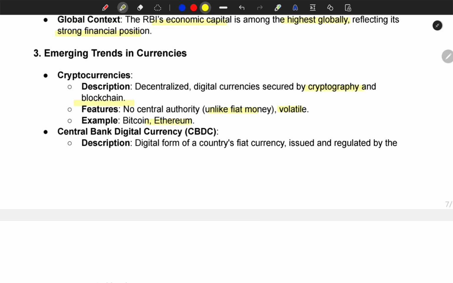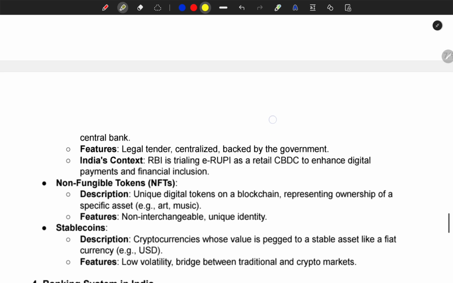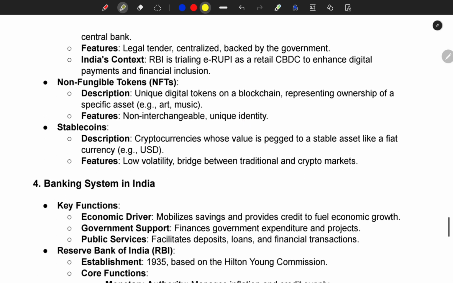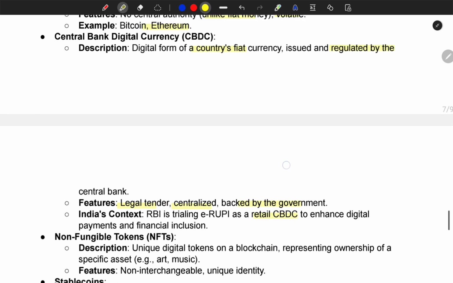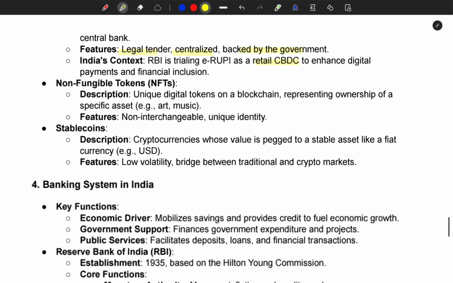Central bank digital currency (CBDC). This is the latest currency. Description: digital form of a country's fiat currency issued and regulated by the central bank. Features: legal tender, centralized, backed by government. India's context: the RBI is trialing the e-rupee as a retail CBDC to enhance digital payment and financial inclusion.